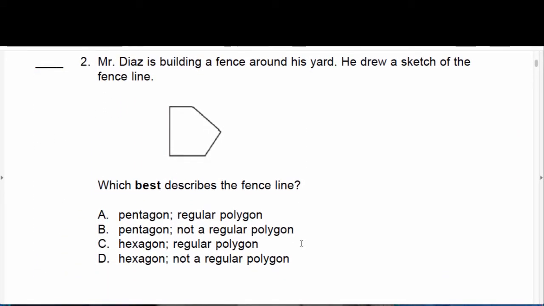Number 2. Mr. Diaz is building a fence around his yard. He drew a sketch of the fence line. Which best describes the fence line? A. It's a pentagon and regular polygon. B. It's a pentagon and not a regular polygon. C. It's a hexagon and a regular polygon. D. It's a hexagon and not a regular polygon.